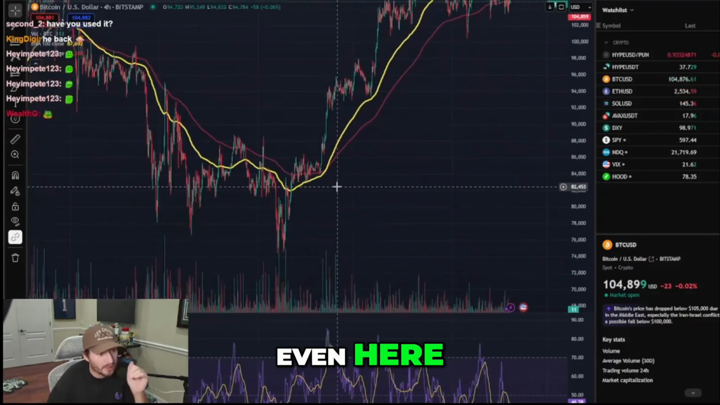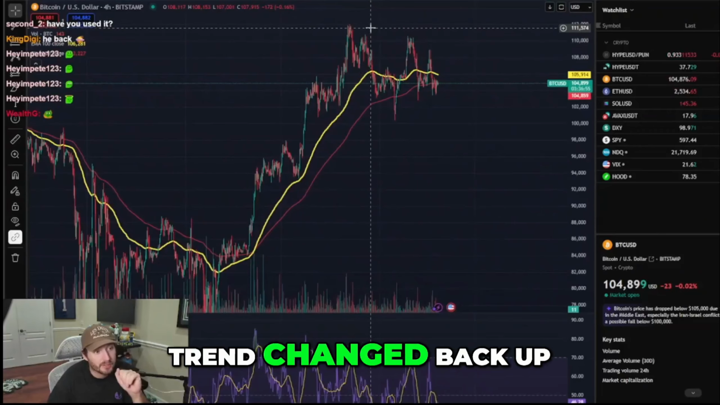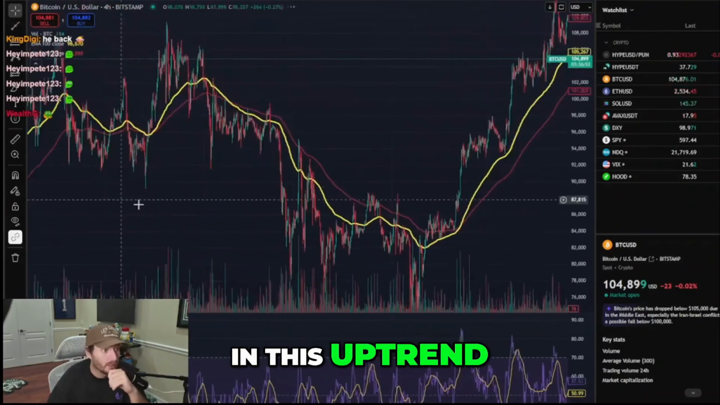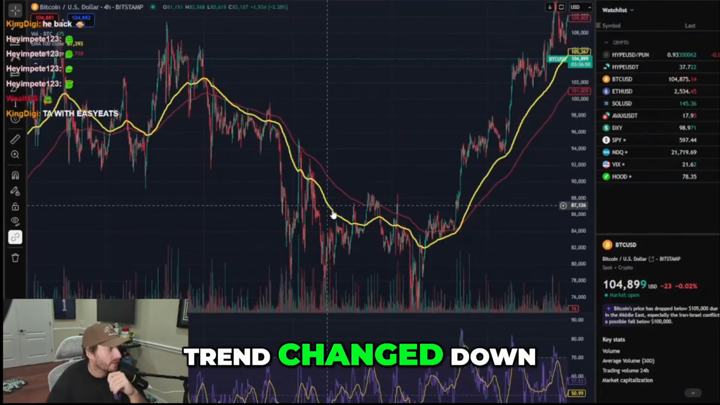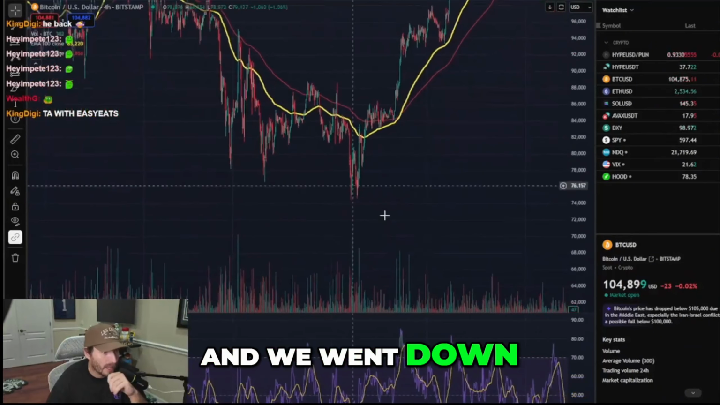It's for leverage. Even here, you can see the cross happened, trend changed, back up. So now we're still in this uptrend. Cross happened, trend changed down, and we went down.